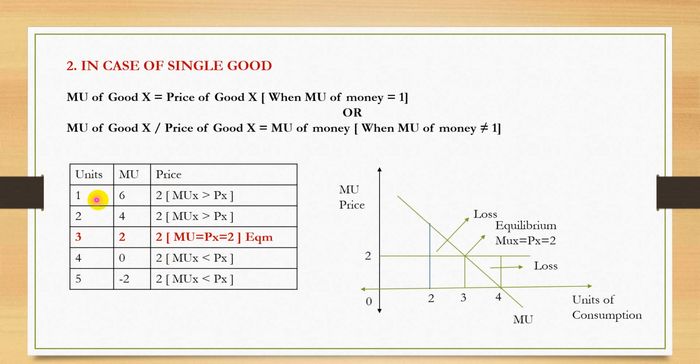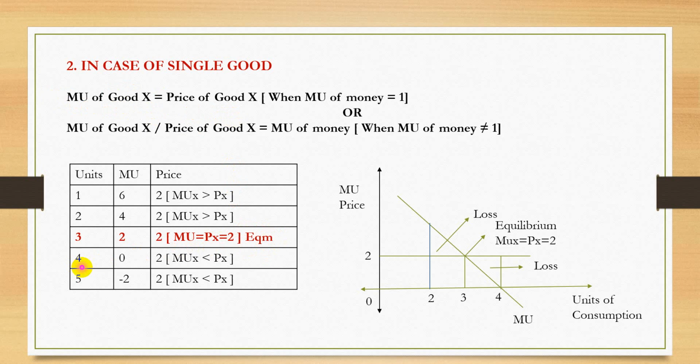Now in the first unit, marginal utility is 6 and price is 2. So MUx is greater than Px. In the second unit, again we find MU is 4 and price is 2. So MUx is greater than price. In the third unit of consumption, we find price is equal to marginal utility. So MUx is equal to Px, which is equal to 2. This is the equilibrium level of consumption according to this condition.